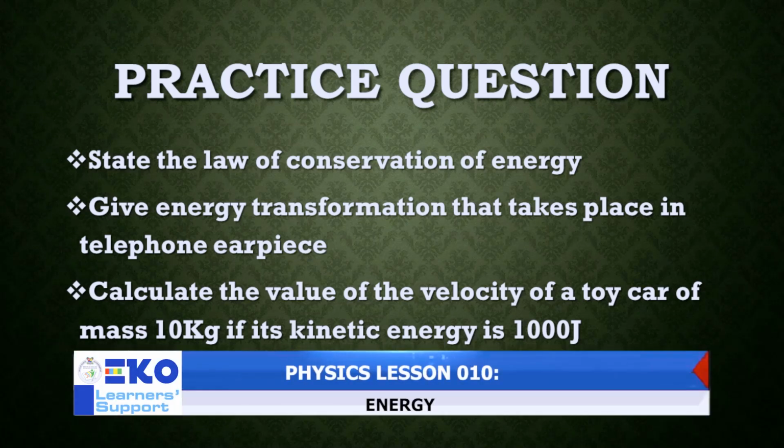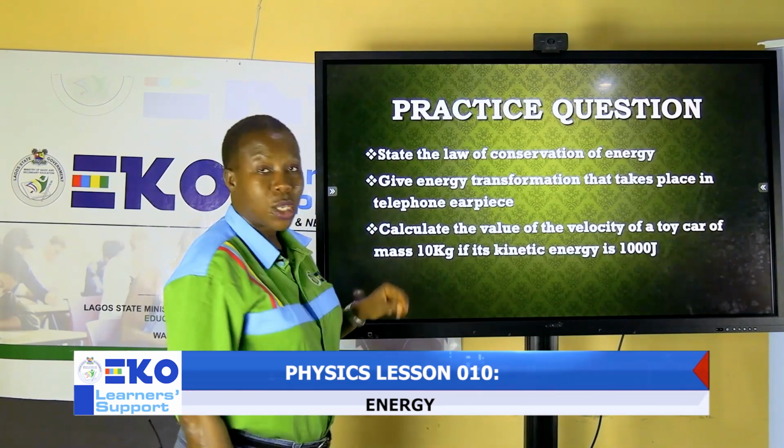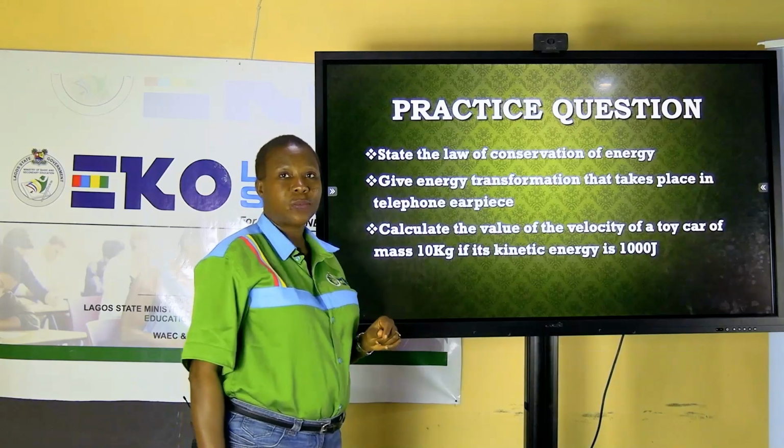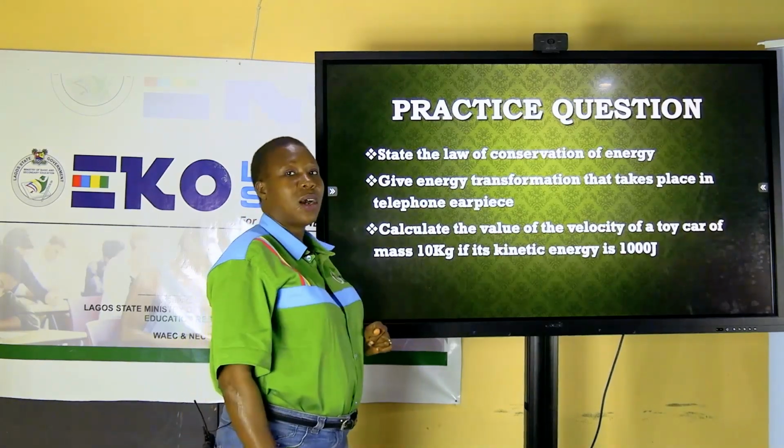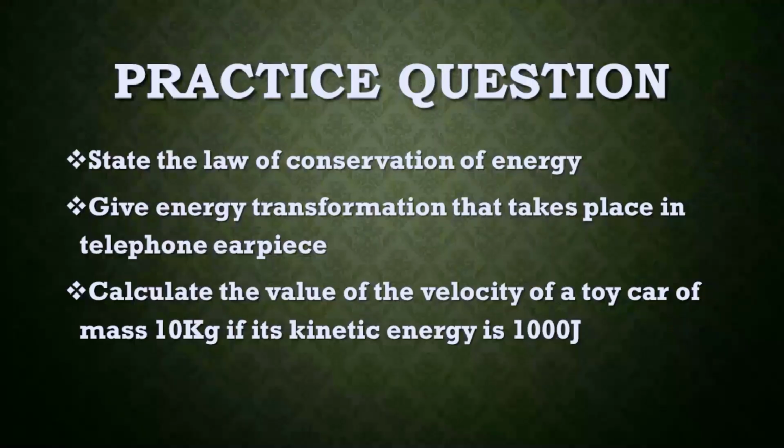And lastly, you should be able to calculate the value of the velocity of a toy car of mass 10 kg if its kinetic energy is 1000 joules. I'll give you 30 seconds and I'll be right back to cross-check your answers with mine.